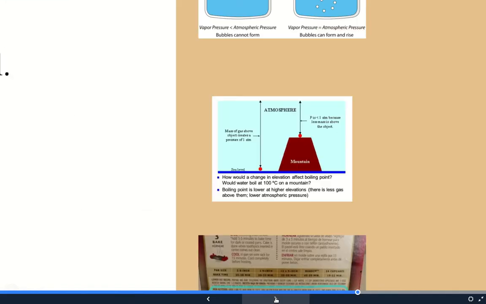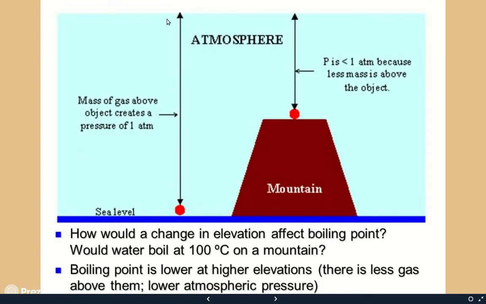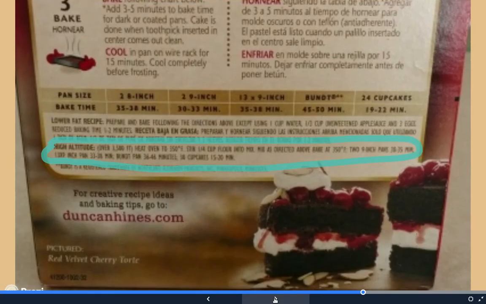Okay? Here, let me show you again. There's the atmosphere, a lot of atmosphere pushing down on this little red ball. But if you're on top of a mountain, there's less atmosphere pushing on this little red ball. So it's easier to boil things up here because it's easier to push that little bit up than it is to push this much up. This is to show you how that affects it.